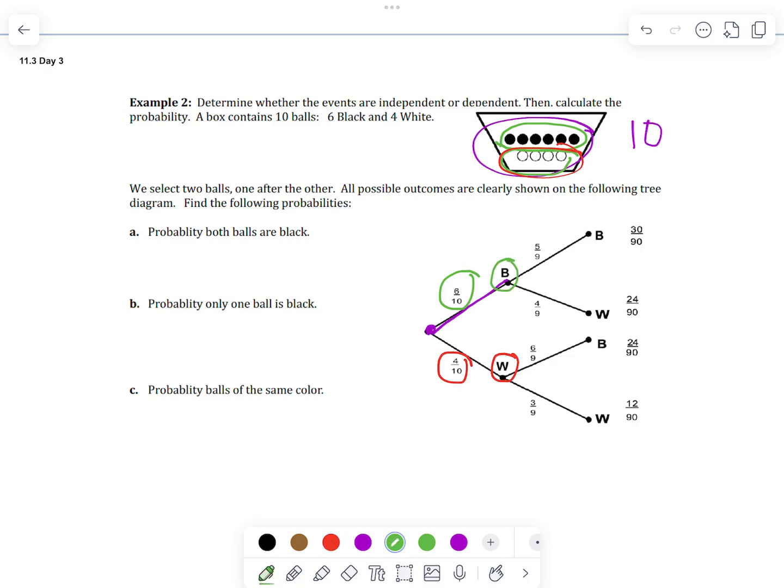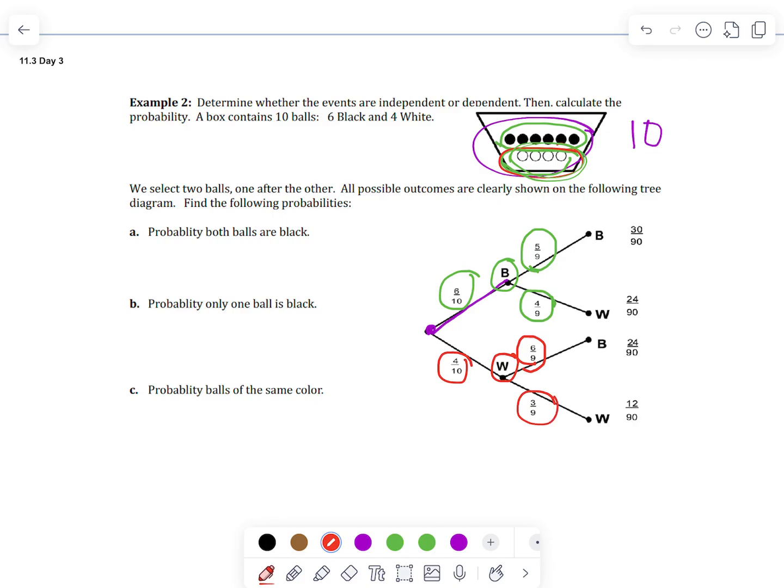Now you're going to go ahead and select one more time another marble, but you're not going to replace it. So notice when we select that second marble, there's one less black marble and one less total. If you select a white one, there's still 4 red ones. If you circle this here in red, out of 9. And then we go to the next tree branch, 6 out of 9, 3 out of 9.